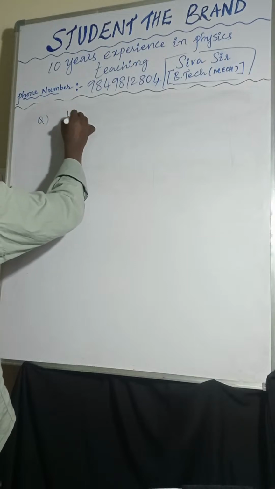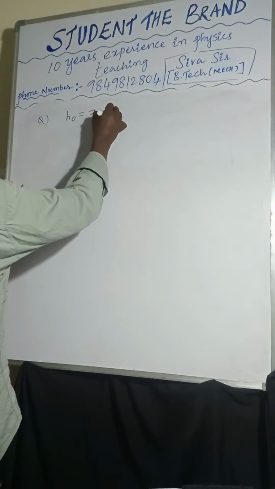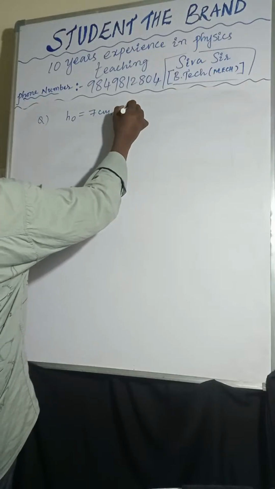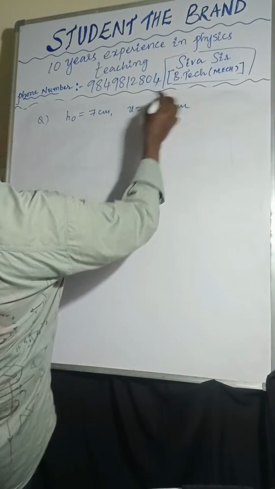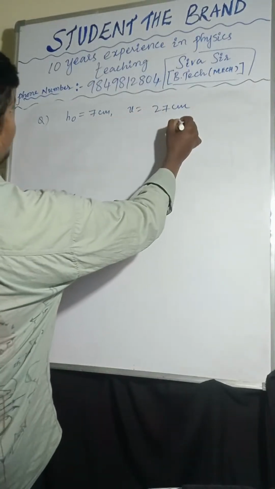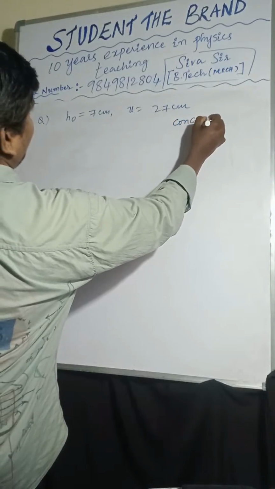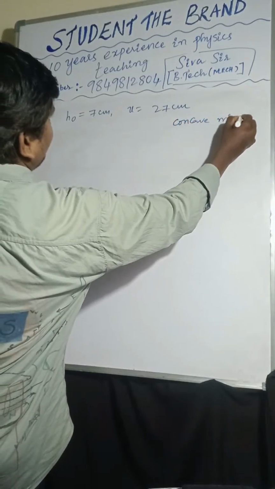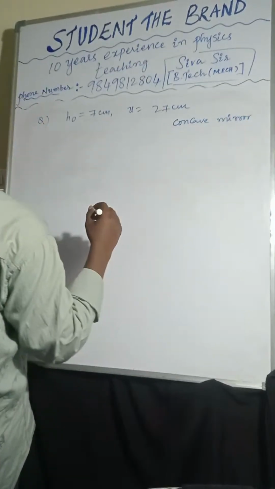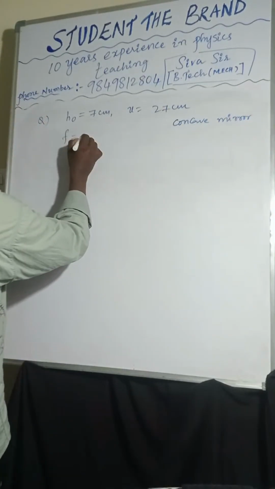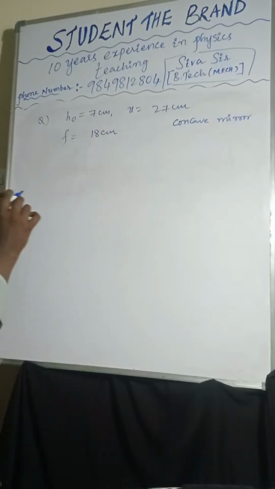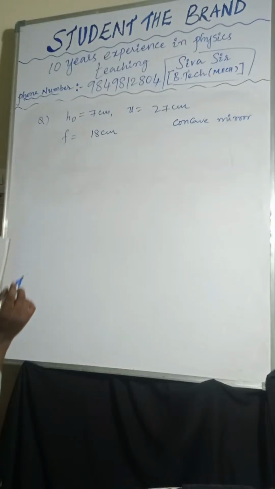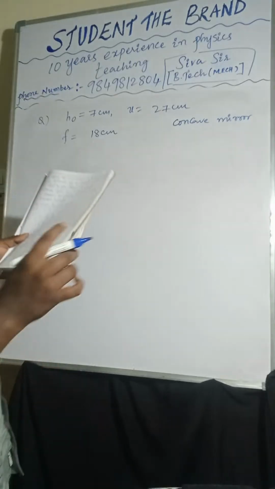Height of the object is given: 7 centimeter. And object distance is given, 27 centimeter. The mirror is a concave mirror, and focal length is 18 centimeter. And at what distance should the screen be placed?